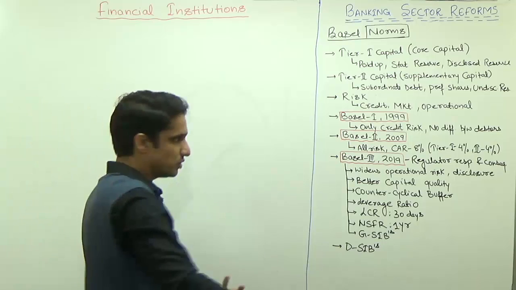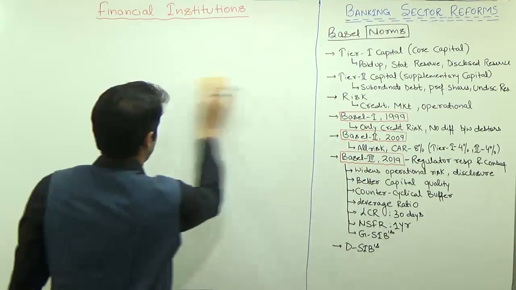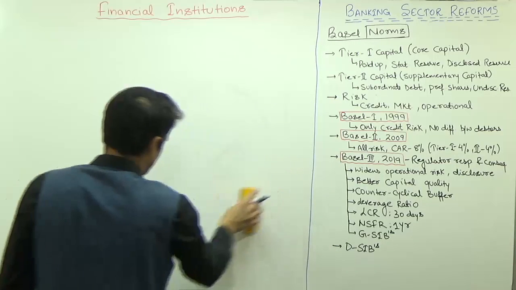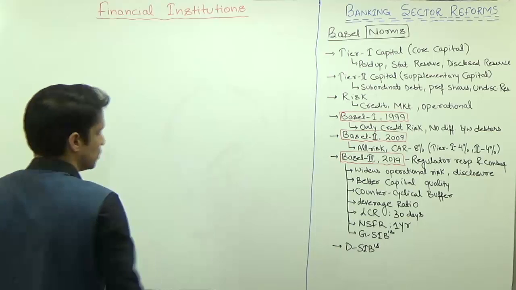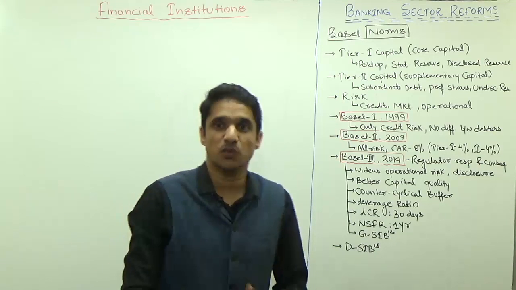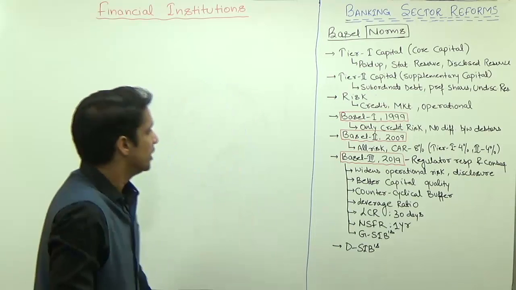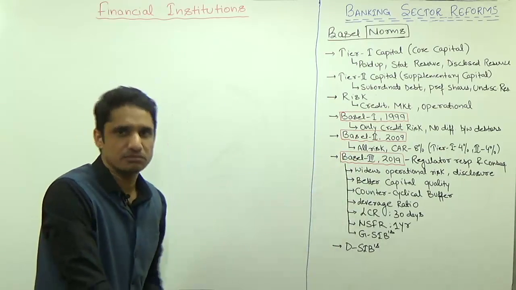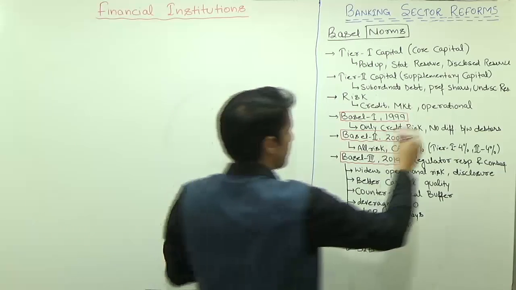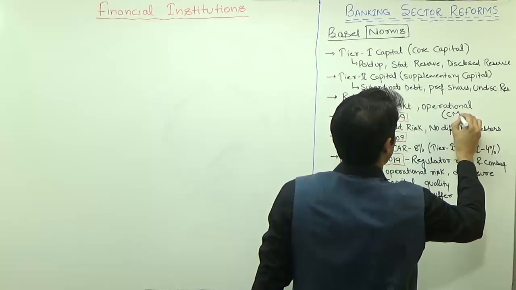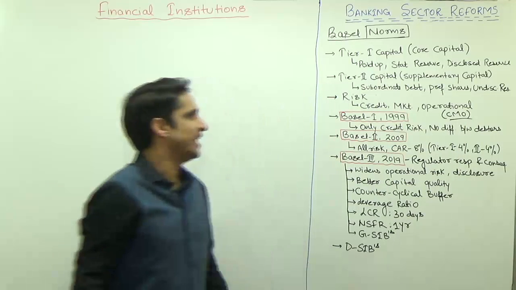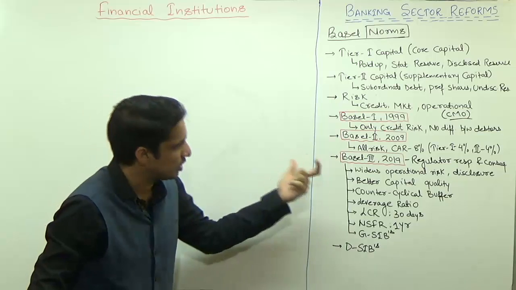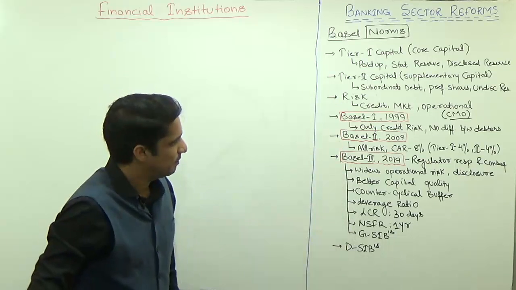Then we will discuss the Basel 2 norm. In India it was implemented by 2009, just 1 year after the recession came. Under Basel 2, they counted all the types of risk. We can remember it with CMO, Chief Medical Officer: credit risk, market risk or operational risk. So all types of risks were counted under this Basel 2 norm.